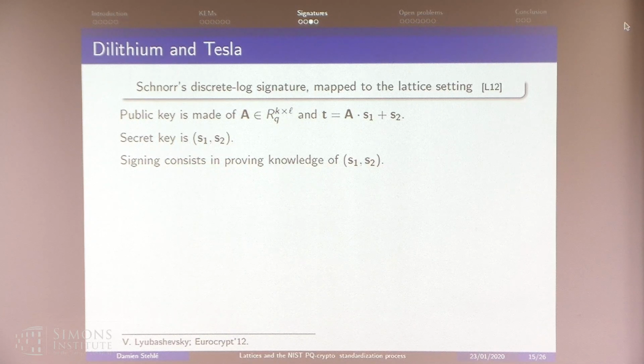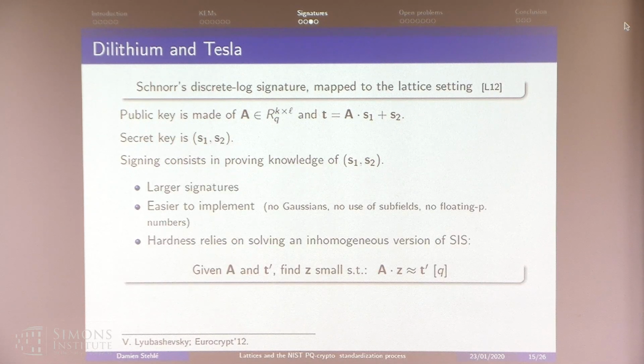Okay, so I'm not going to explain in more detail how that works. Maybe just to comment on the result. It provides larger signatures, significantly larger, maybe a factor 3, maybe more, I don't remember exactly. We'll see on the next slide. On the good side, it's much easier to implement. So no Gaussians, no subfields, no floating point numbers, just rounding and arithmetic mod Q. And it also relies on the hardness of the same type of inhomogeneous version of this. So, same type of assumption.